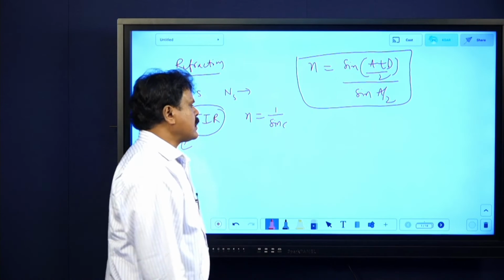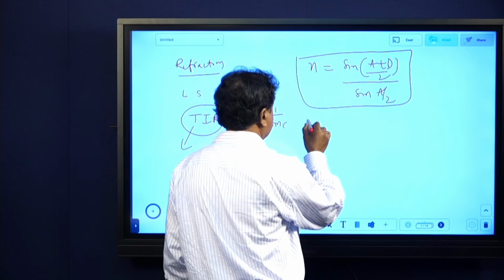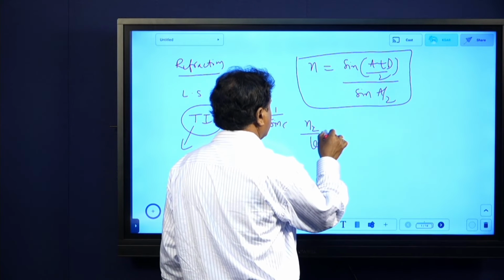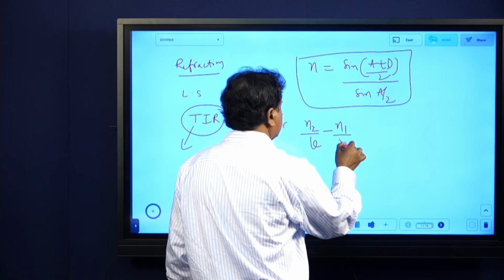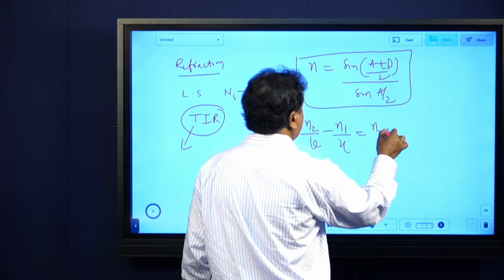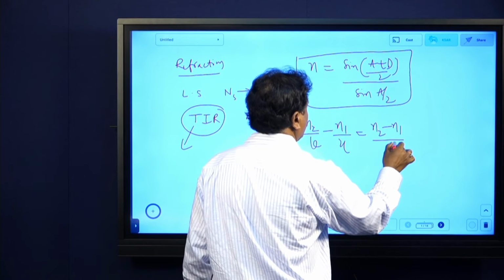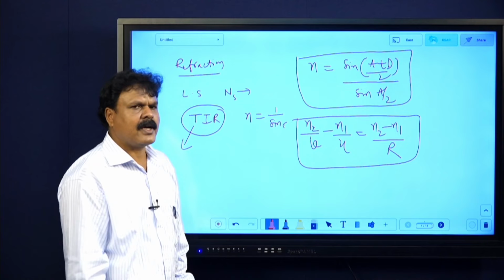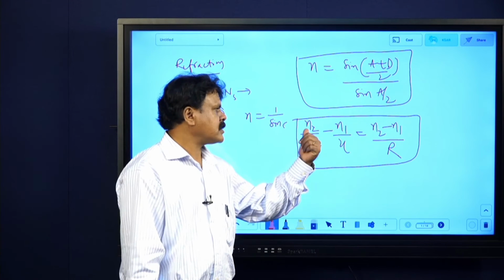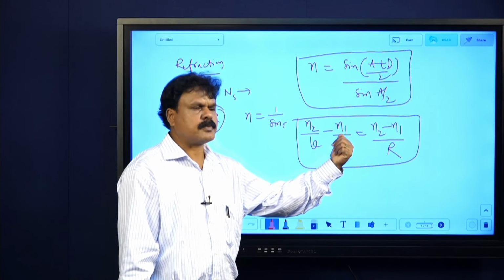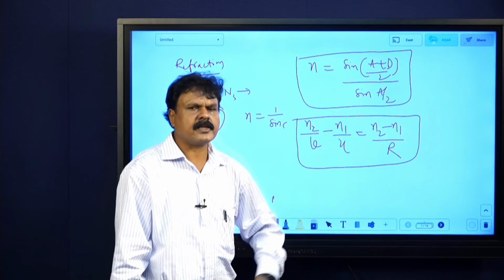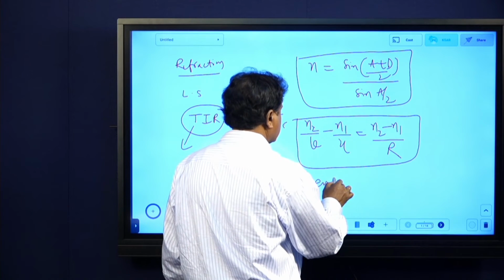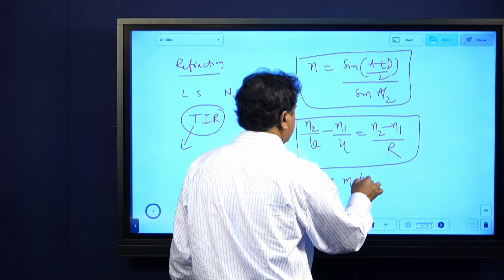Further, in lenses, first n2 by v minus n1 by u equals n2 minus n1 by R. N2 by V, that is n_i by V also you can write: refractive index of image space, refractive index of object space divided by object distance. And lens maker's formula. These two you concentrate. If possible, try to concentrate these two.